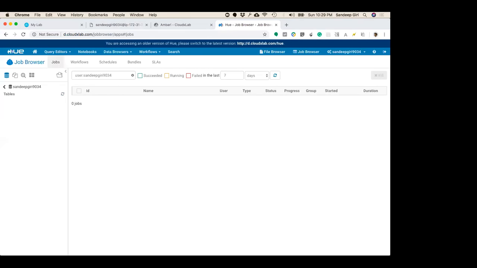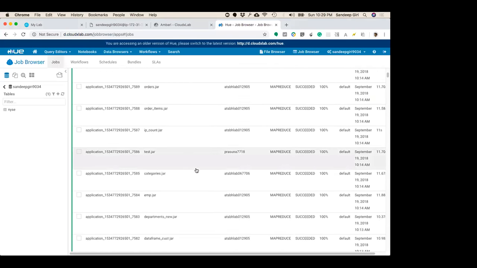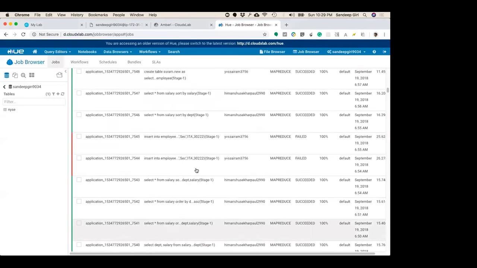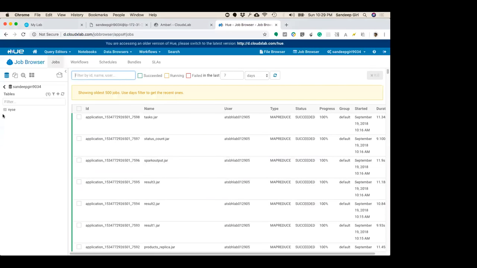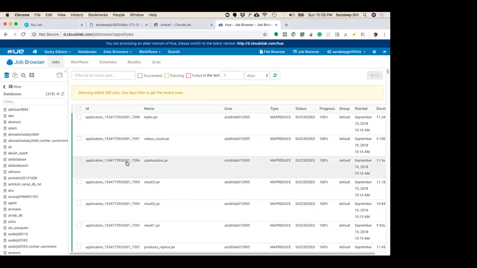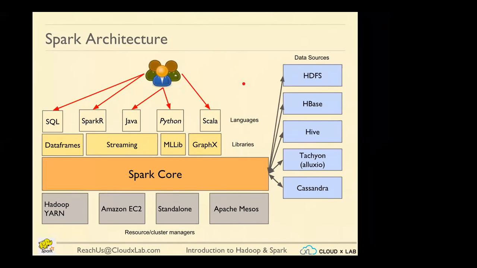Okay, right now, I don't think I have any jobs running. All right, I don't have any job running. But if I remove my name from that filter, probably it will show other people's jobs as well. You can see. So these are the various jobs running in the cluster right now. Okay, so that was an overview of various components.